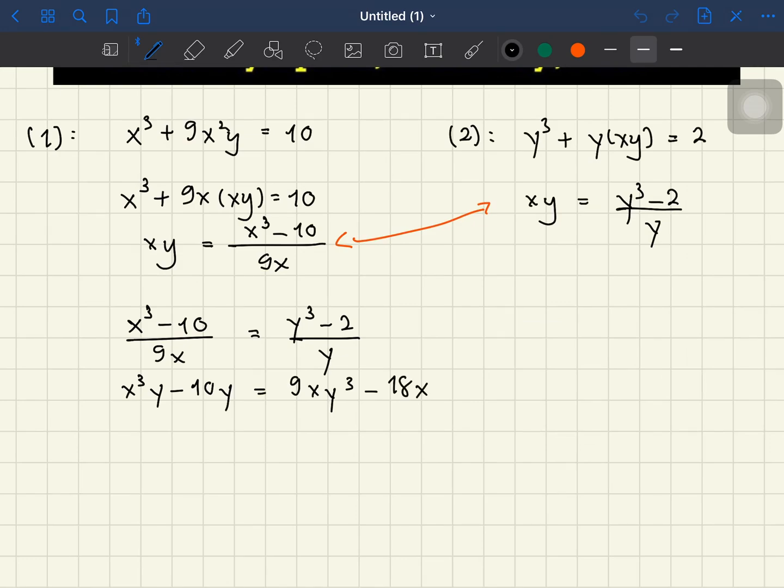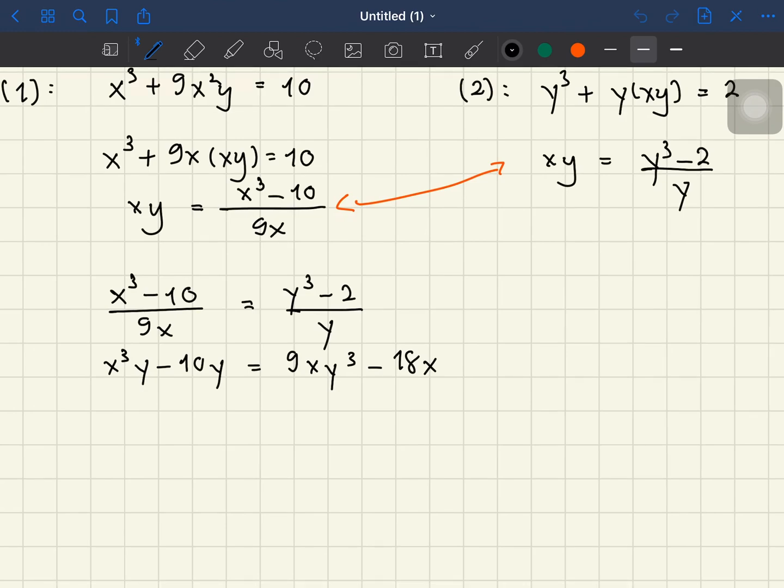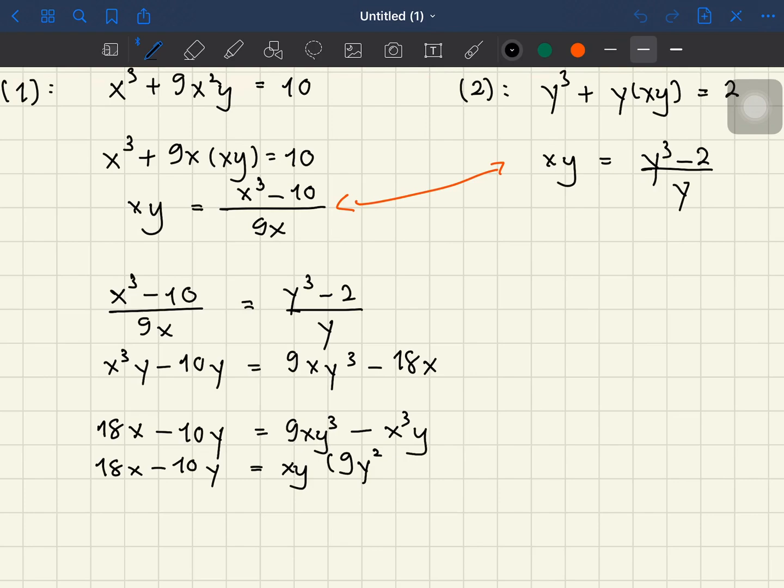As you can see, it's kind of symmetrical, but I can make a further manipulation by isolating those with cubes on the right hand side and those with only power 1, like x and y, on the left hand side. So I will have 18x minus 10y equals 9xy cubed minus x cubed y. And then I can factor out the xy on the right hand side, and I will have left y cubed and x cubed.